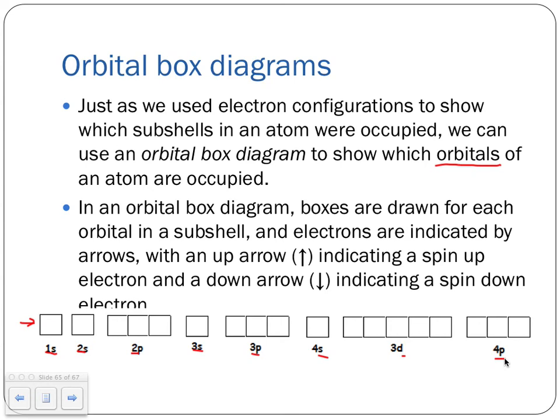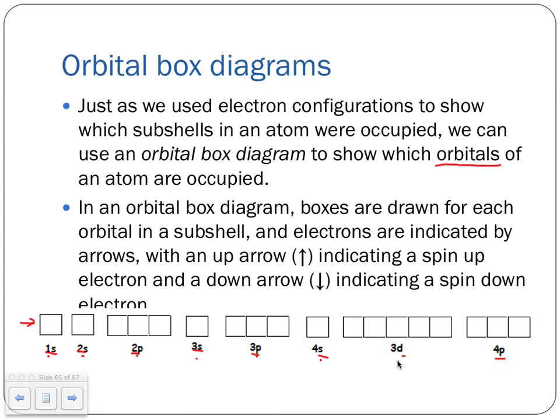The 1s, because it's an s subshell, will have only 1 orbital, so we draw 1 box. The 2s, since it's an s subshell, will have 1 orbital, so it's 1 box. The 2p, since it's a p subshell, will have 3 orbitals, so we draw 3 boxes. Then 3s, 1 box, 3p, 3 orbitals, 4s would have 1 orbital, 3d would have 5 orbitals, and so on and so forth. And so this is the way we draw out the boxes.